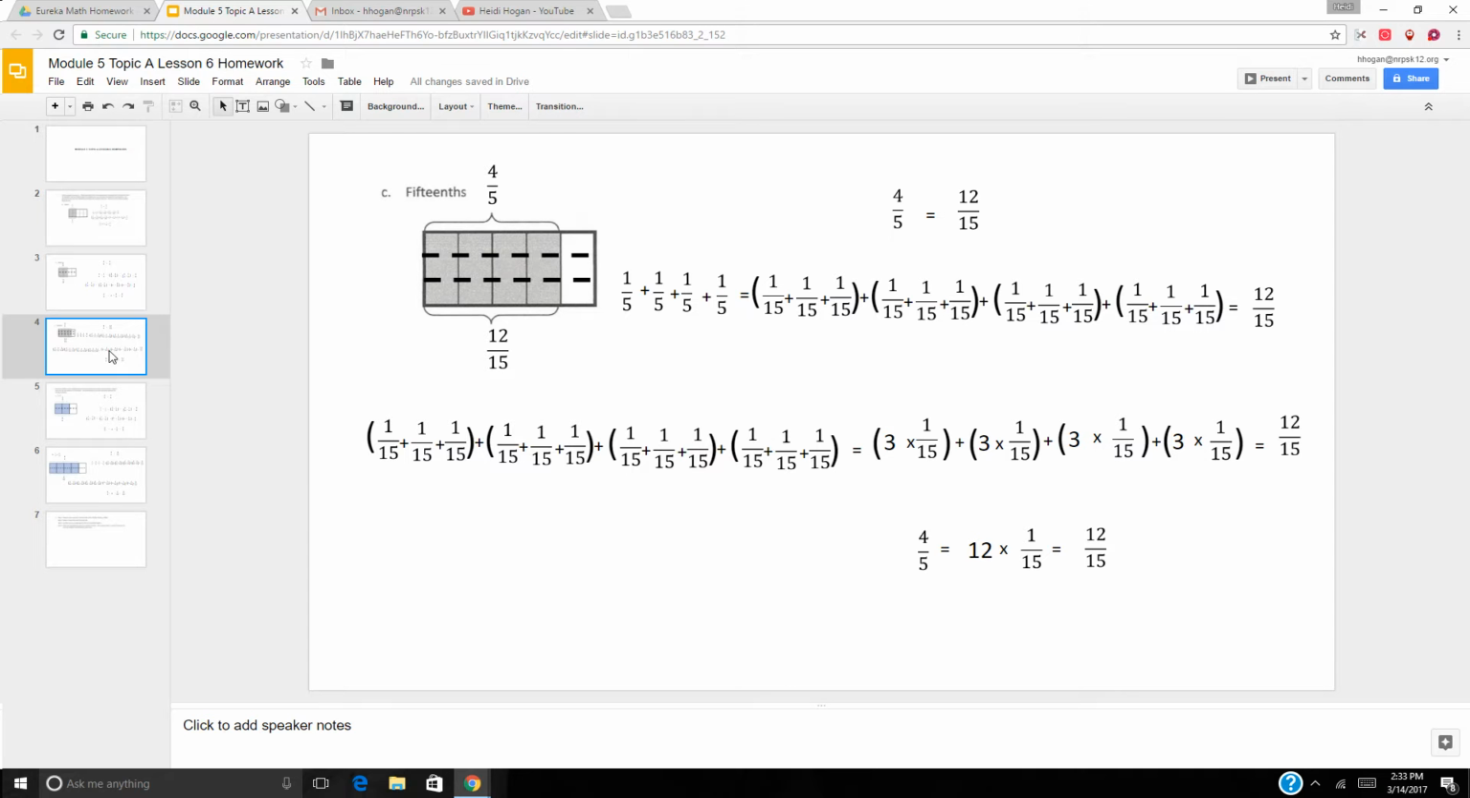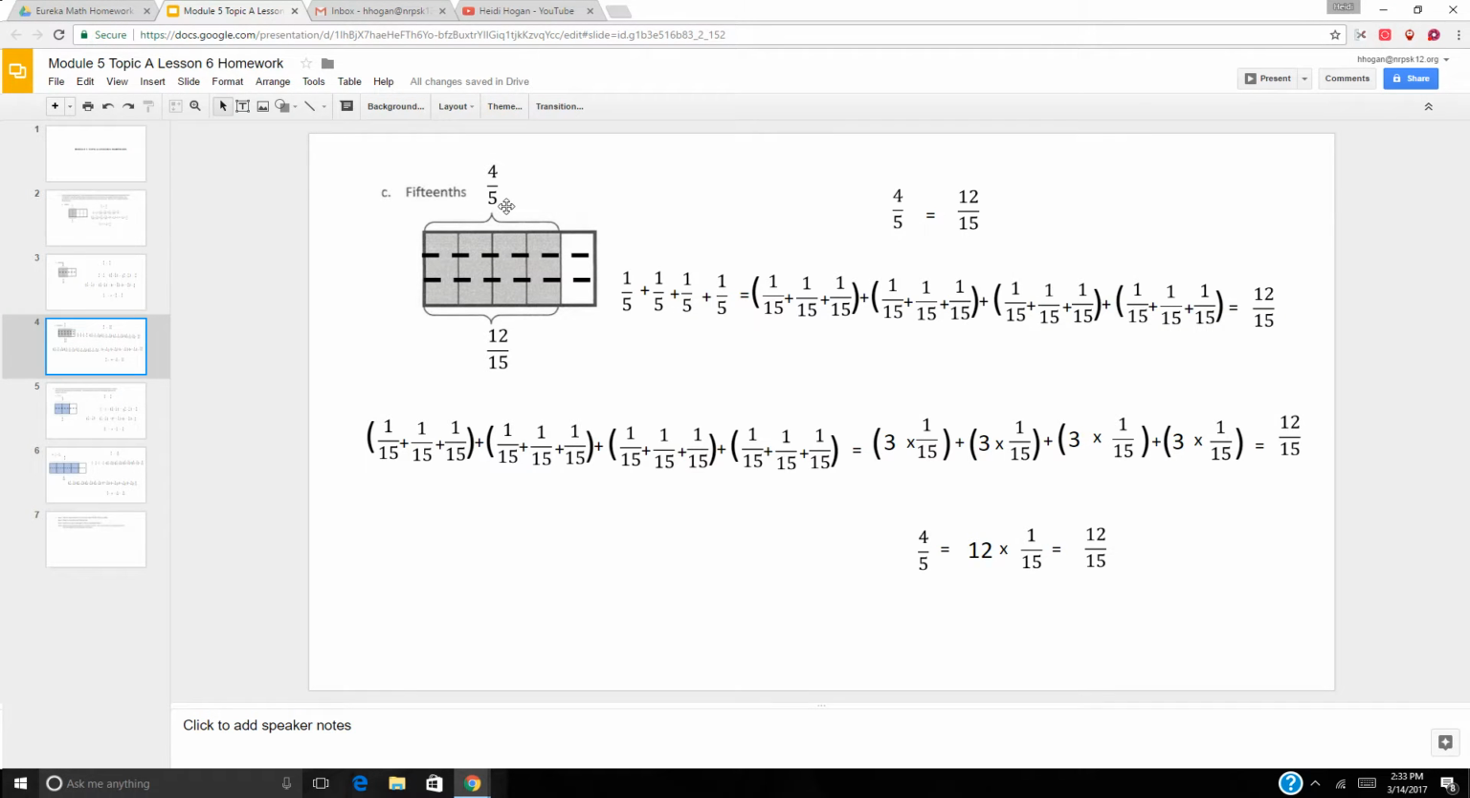This is going to require a lot of space. It was even hard with me typing it to make it fit, so this is going to be a little tricky. So we have 1, 2, 3, 4, 5. So that makes fifths, and 4 of them are shaded. So that's 4/5. And they want us to decompose this into 15ths.